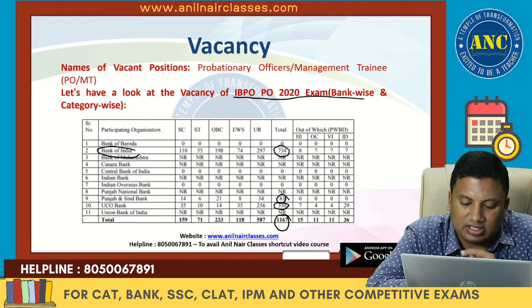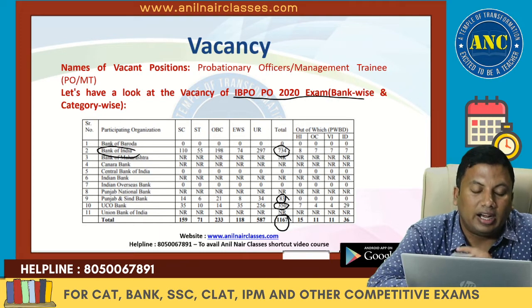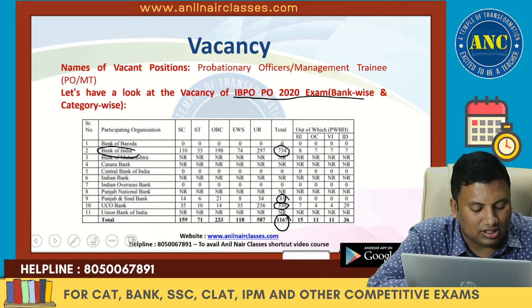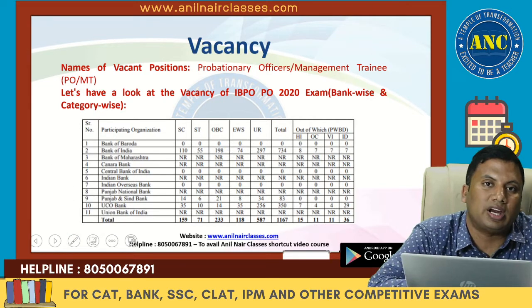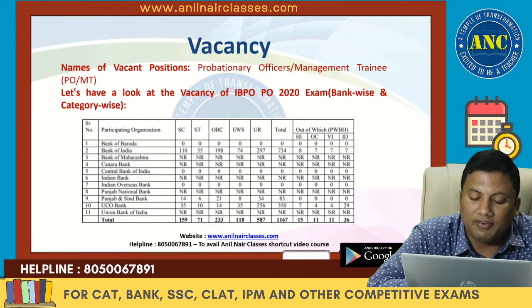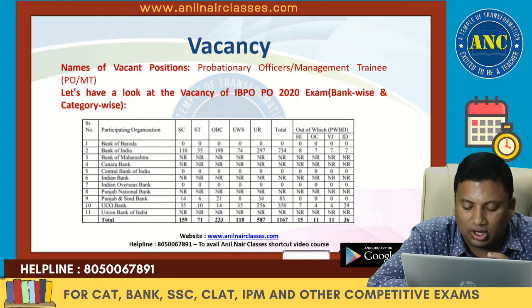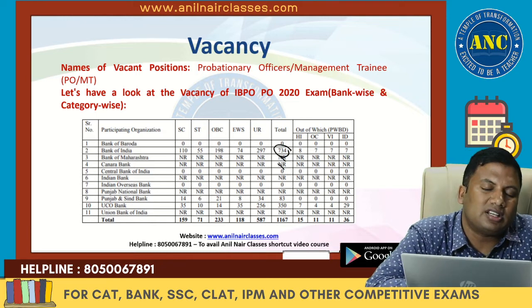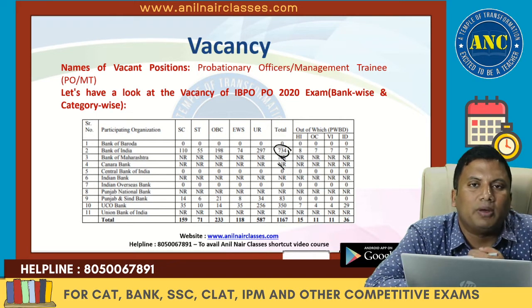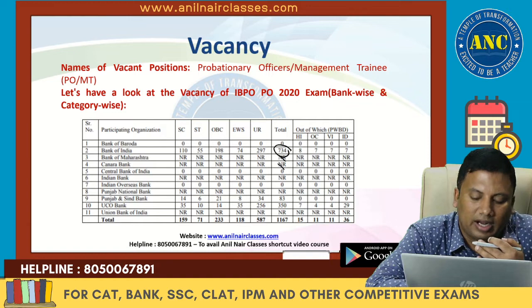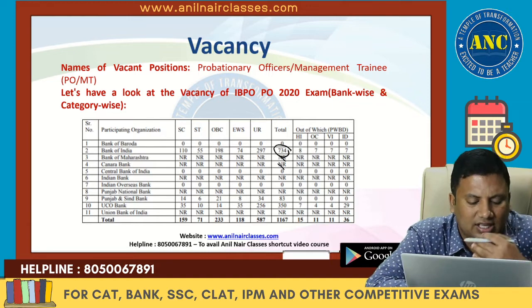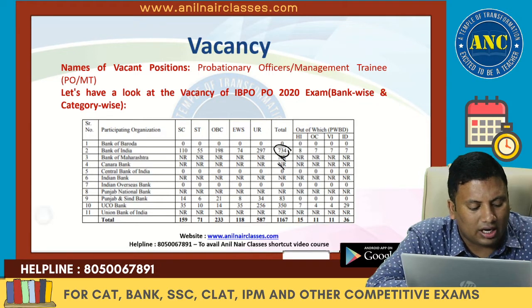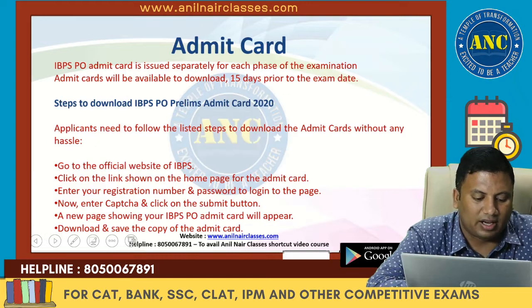Total 1167 vacancies are there, right? Please take a screenshot of this image, which will help you to understand which banks are having how many vacancies from which all categories. 734 is the maximum vacancies. Wherever NR appears, they have not yet released how many vacancies they require. So definitely the number of vacancies is expected to go greater than 1167, right?